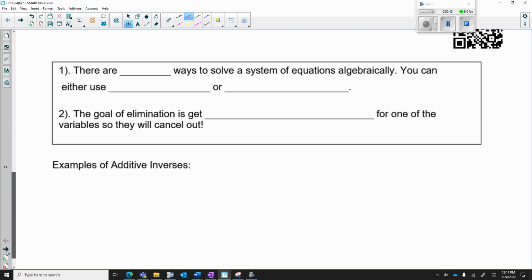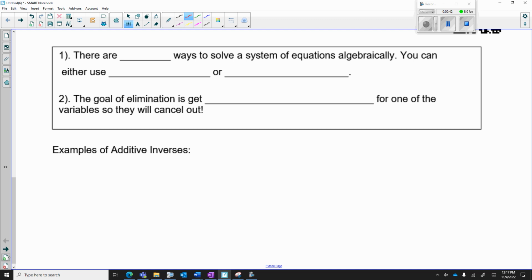So there are 2 ways to solve a system algebraically. The 2 ways to solve the system algebraically are we can either use elimination or we can use substitution. And you have seen these back in Algebra 1. We're going to start first with elimination.